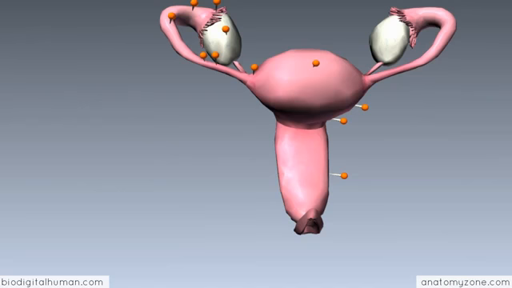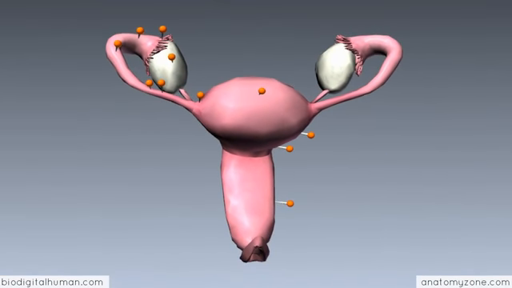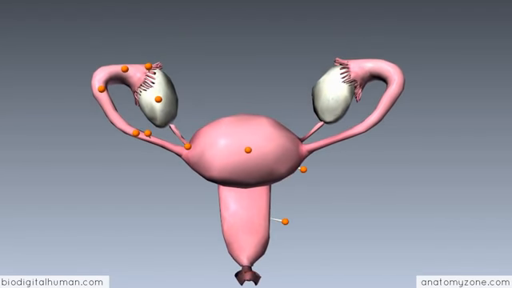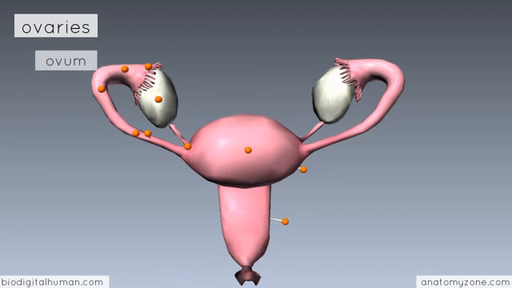I've just switched to this model here of an isolated view of the female anatomy. You can see these white oval shaped structures, which are the ovaries, and as I mentioned before, they're the primary sex organs of the female. They are responsible for producing the female sex cells, or the egg, or the ovum as it's known, and this ovum is released monthly, and the process of releasing the ovum from the ovary is known as ovulation.